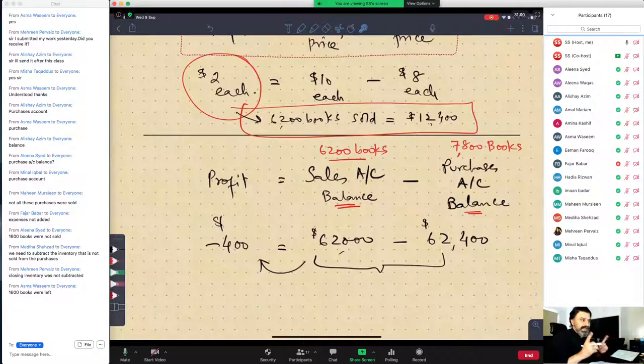But do we understand the error first? Because in order to fix the error, you need to understand the error first. Okay, Fajr, kya cheez beta nahi samajh aayi? Acha chalo, main explain kar deta hoon.